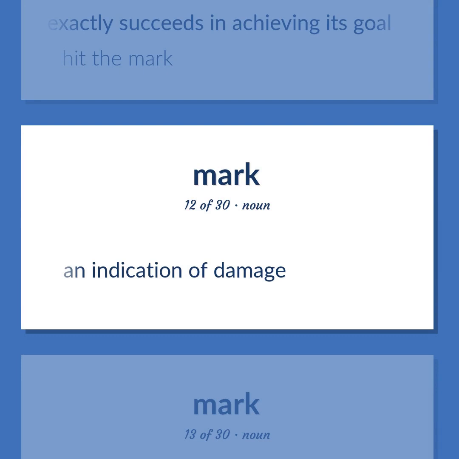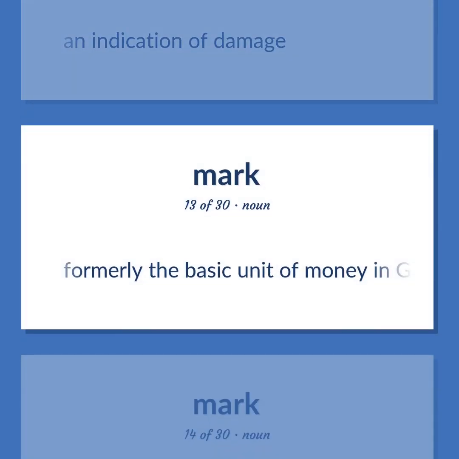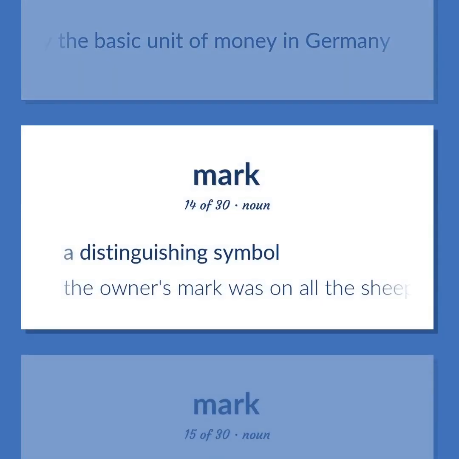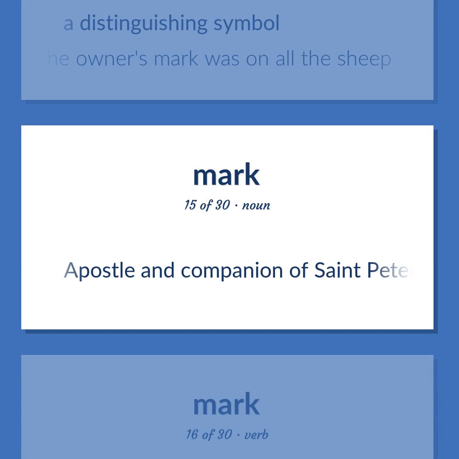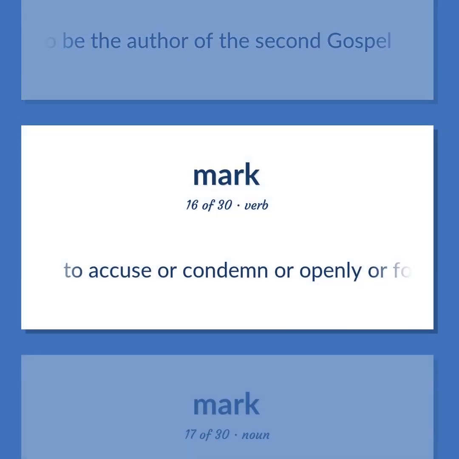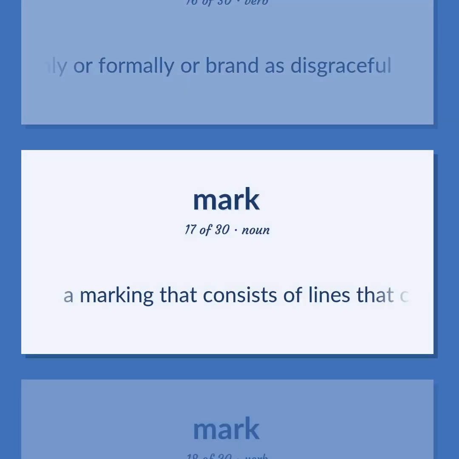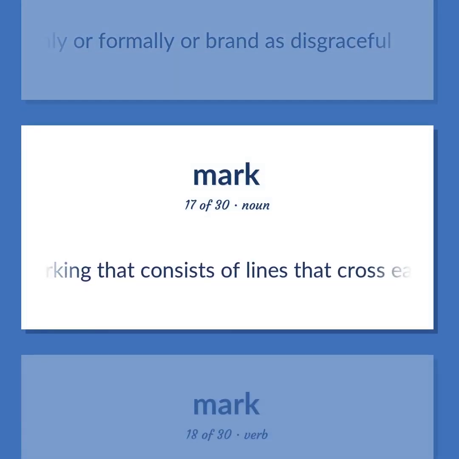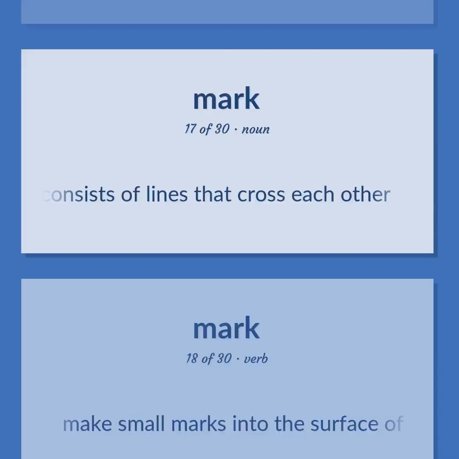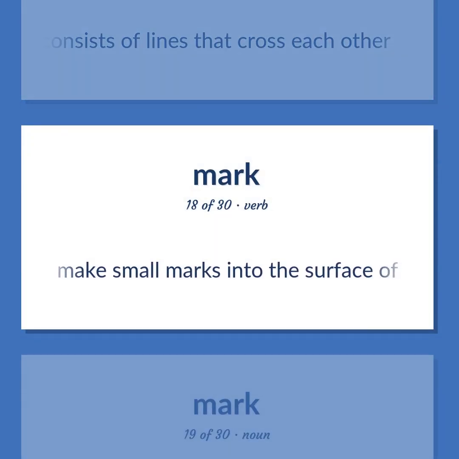An indication of damage. Formerly the basic unit of money in Germany. A distinguishing symbol. The owner's mark was on all the sheep. Apostle and companion of St. Peter, assumed to be the author of the second gospel. To accuse or condemn openly or formally, or brand as disgraceful. A marking that consists of lines that cross each other. Make small marks into the surface of.